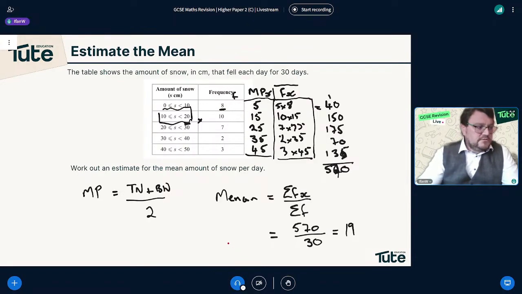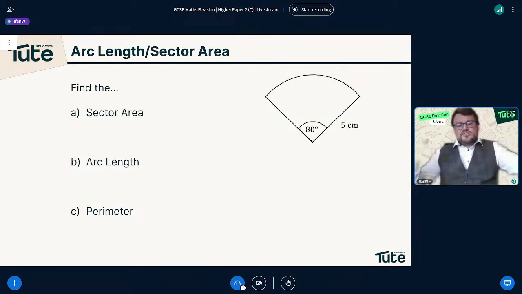What would you like from me? Sectors. Oh, sectors. Sectors and circles, circles and sectors. Right then, find the sector area, find the arc length, find the perimeter. I'm going to have my calculator here because with these, unless it is stated in your question, use pi.